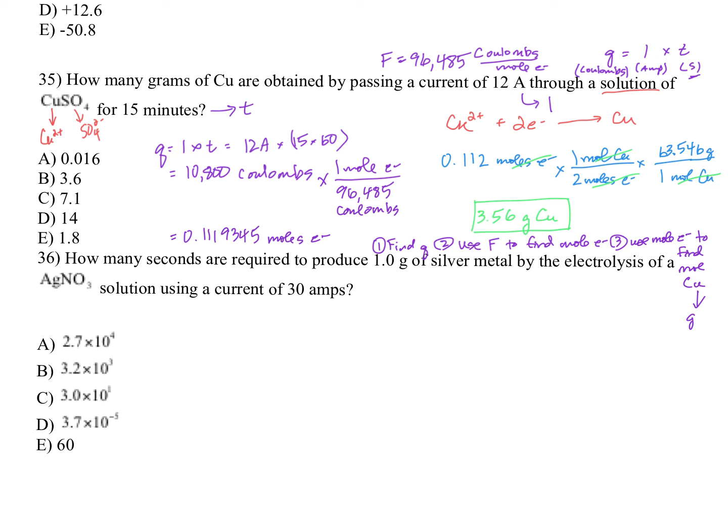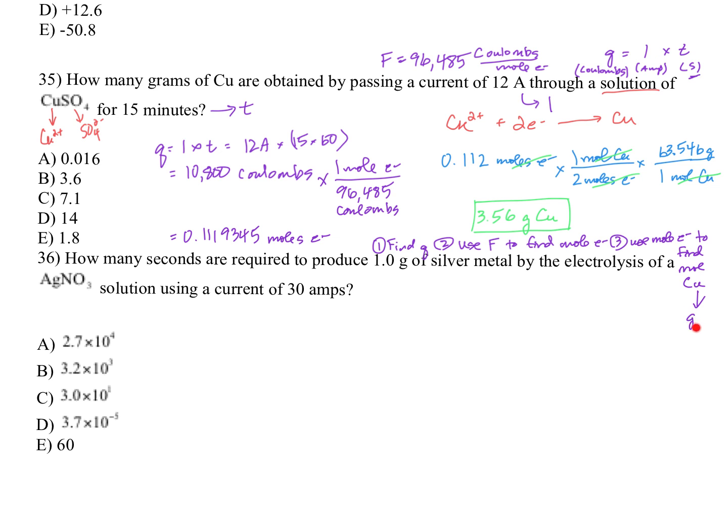Now, having said all that, this problem is the exact opposite of that. Here I'm given grams of silver metal. That was like our endpoint of our problem, grams of copper. So here I'm given grams of silver metal, and I'm given the solution, and I'm given the current, and what I'm asked to find is the time. So you can see we're going to be going backwards, okay?